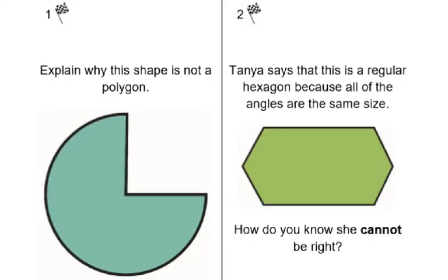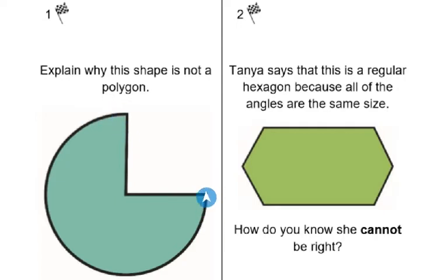Okay, let's quickly have a look at some destination questions. Look at number 1. Why is this shape not a polygon? Have a second to think about it. It's closed. It's 2D. I can see 3 angles. 1, 2, 3. Or can I? Is this one joined at a straight line?